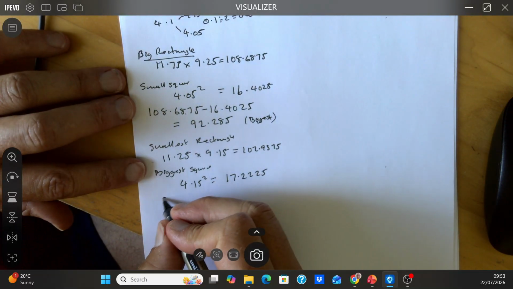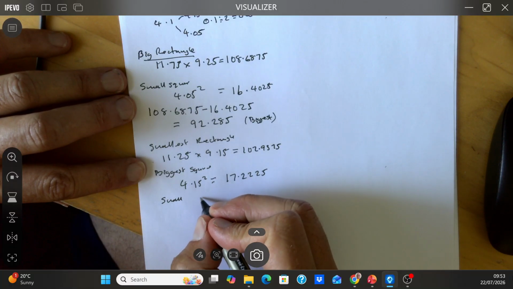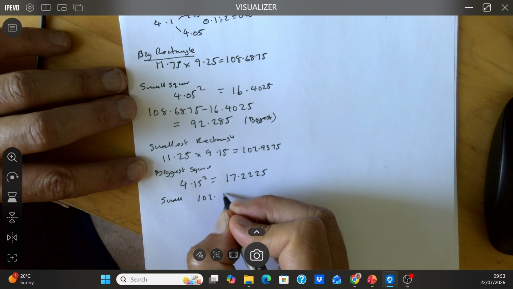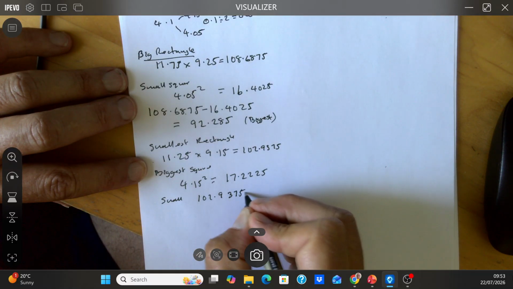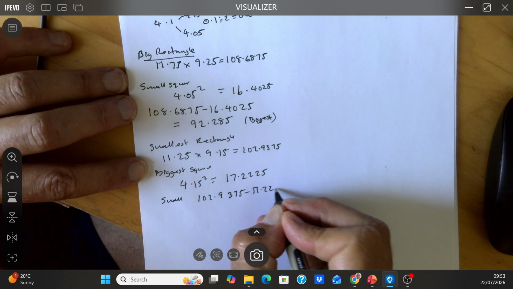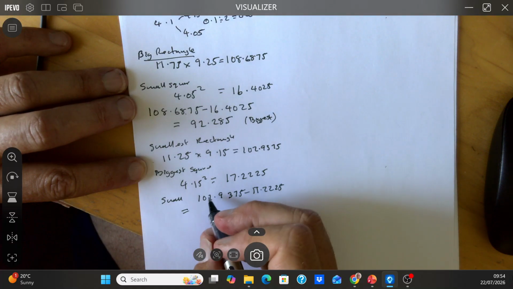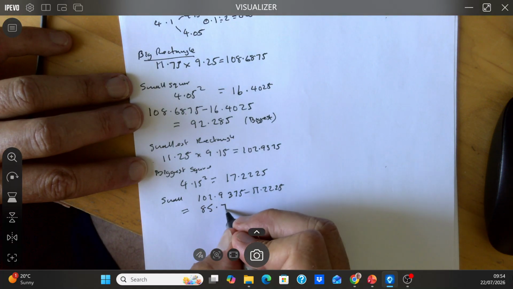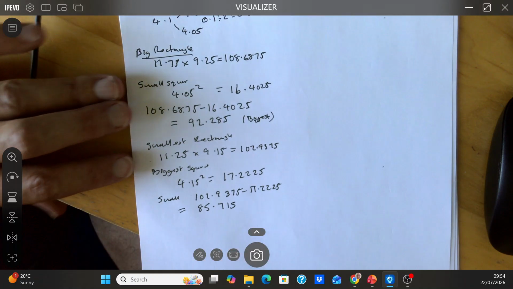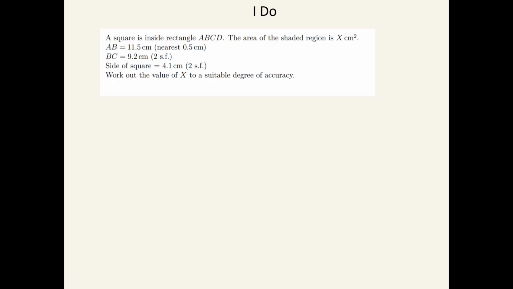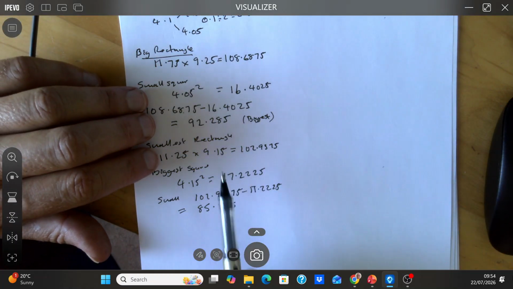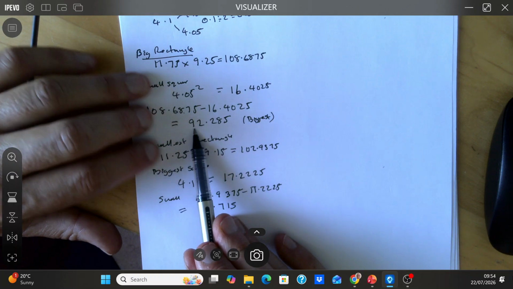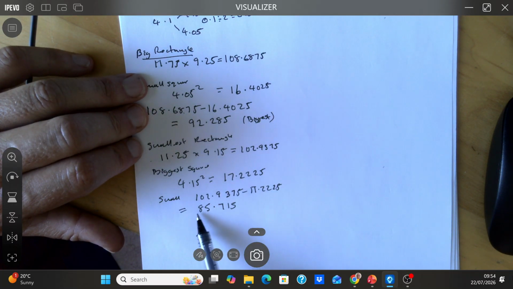So the smallest area will be 102.9375 take away 17.2225, which gives me 85.715. Now the question, if you look at it, says to a suitable accuracy. This is the bit that lots of people struggle with, because that is the bit when they round to the same number. So if we work from left, that would round to 90. That would round to 90.